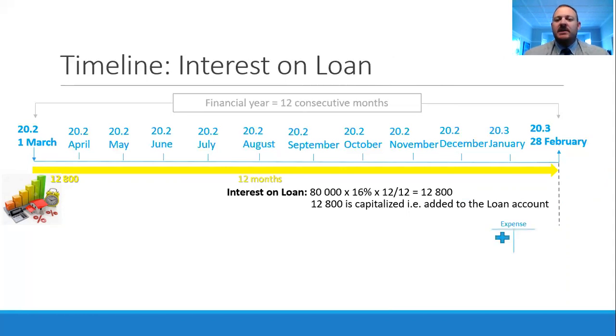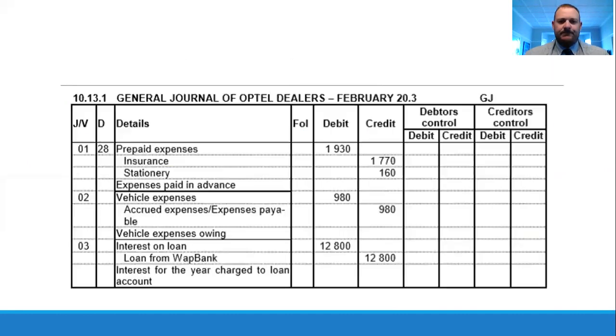So the expense, interest on loan, is debited, so the expense is increased, and then the actual loan account needs to be credited because we're increasing that loan account because it's been capitalized. So that 12,800 Rand would go to the loan account on the credit side. Summarizing it, guys, once we've dealt with the adjustment, we need to deal with it in the general journal. So that's our first step.